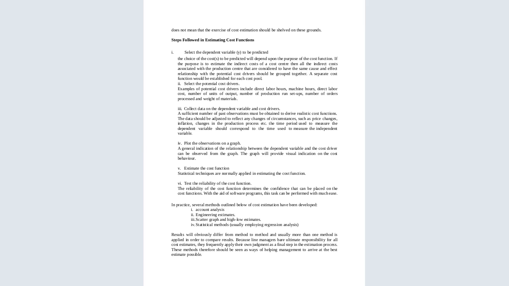So that is from that particular chart. The cost function is in the form of y = a + bx. So the first thing you do when you're trying to come up with a cost estimation function, you have to select the dependent variable or y to be predicted. Remember, y is our total cost. You have to find out what is going to be predicted. Is it material cost? Is it labor cost? Is it overhead cost? Any kind of cost. That is our dependent variable.